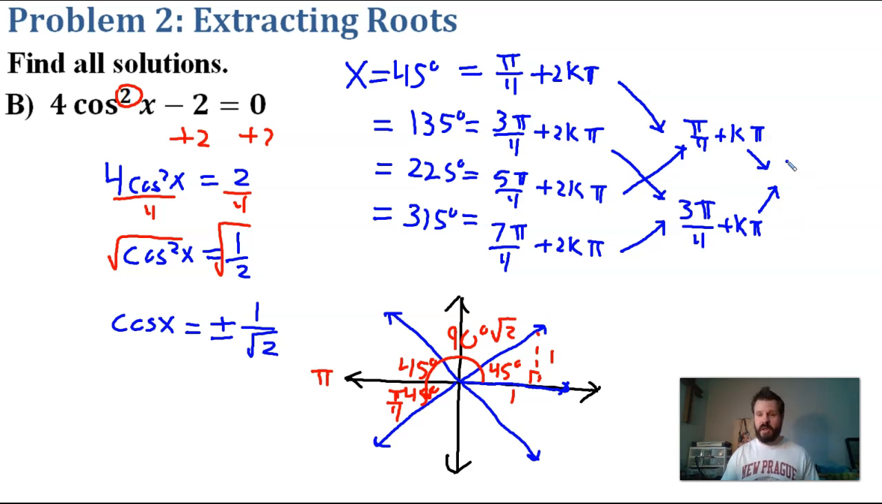We could just take the smallest one, say pi over 4, and then plus, instead of adding a full rotation, 2 pi, instead of adding a half rotation, which would just be a pi, we'll add a quarter rotation, which is a pi over 2. So we'll say k pi over 2. And what that's going to do is every time I add that quarter rotation, I'll get to the next solution.